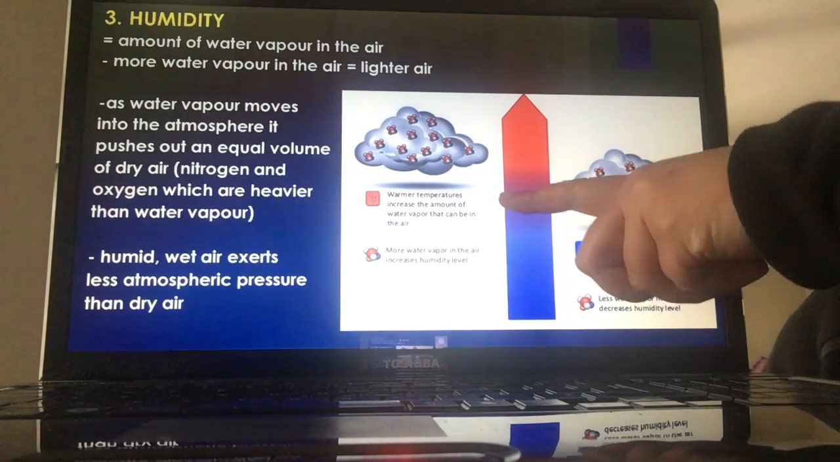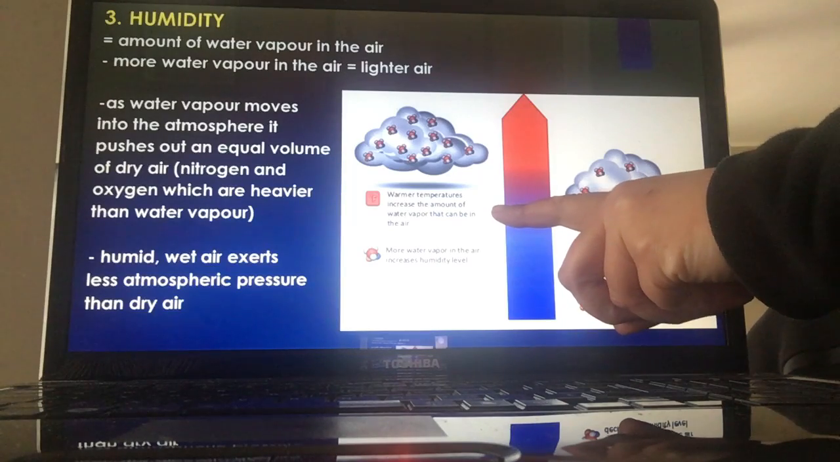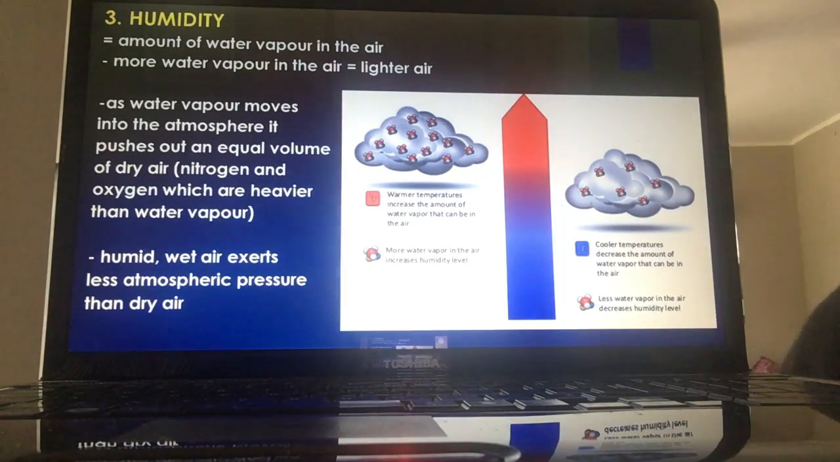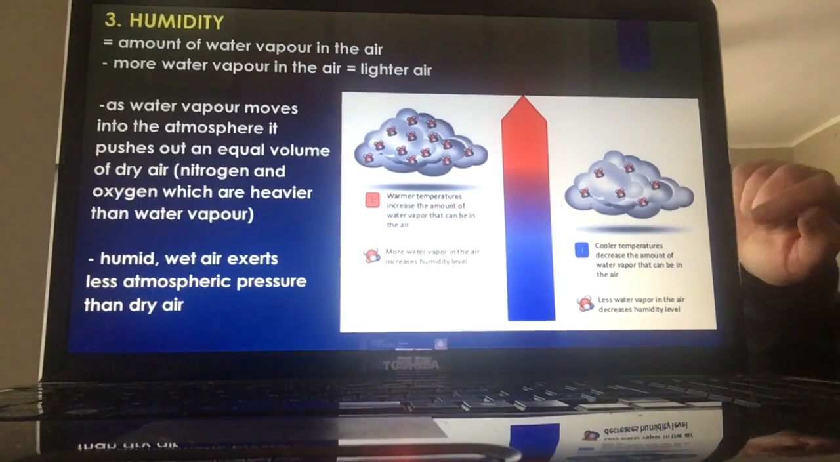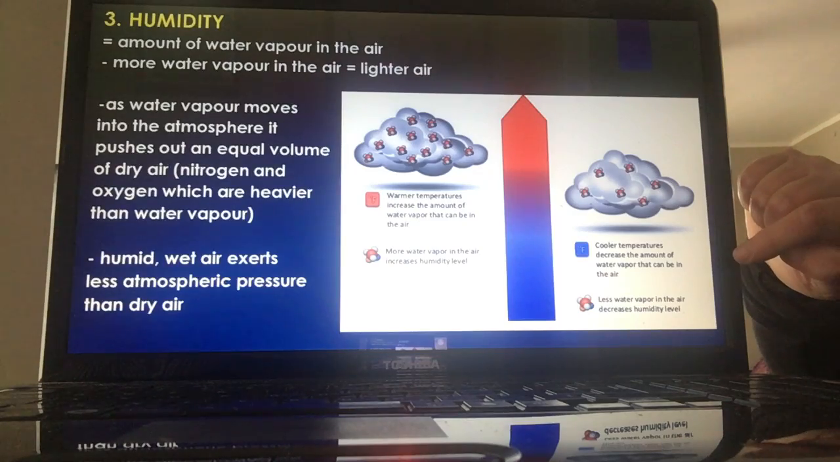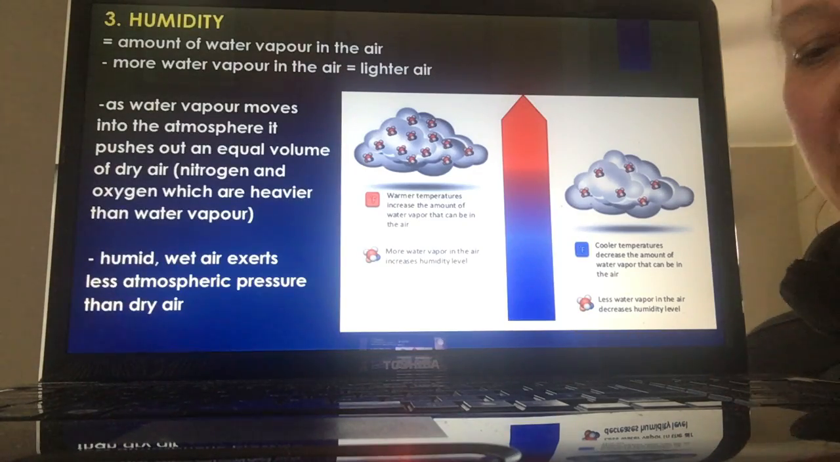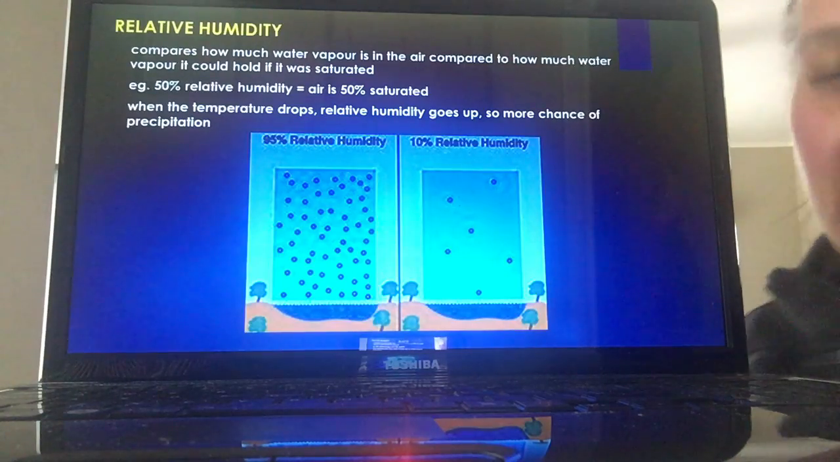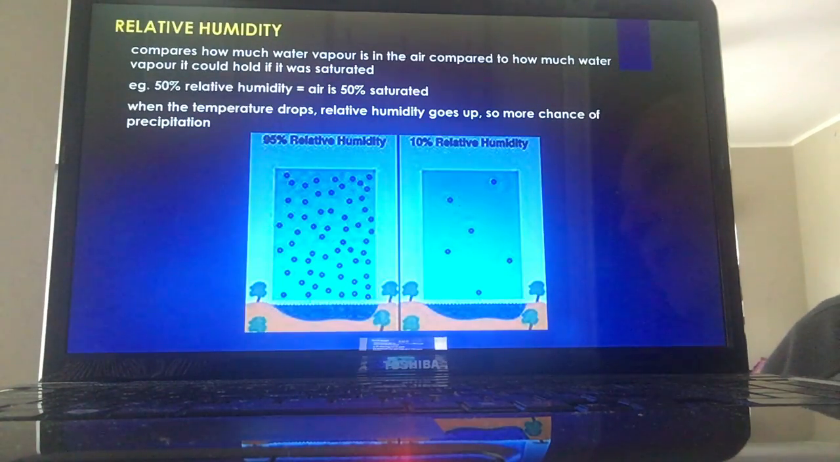So this is what our diagram says. Warmer temperature increases the amount of water vapor, and more water vapor in the air increases the humidity level. Here it says the opposite: cooler temperatures decrease the amount of water vapor, and lower water vapor decreases the humidity level. And then you see the term relative humidity. Relative humidity compares how much water vapor is in the air to how much water vapor it could hold if it was saturated.